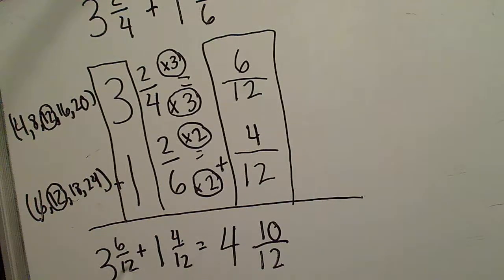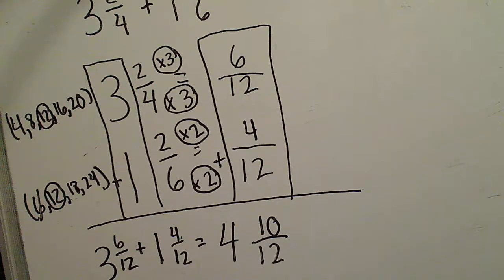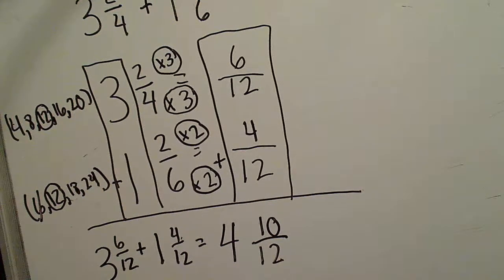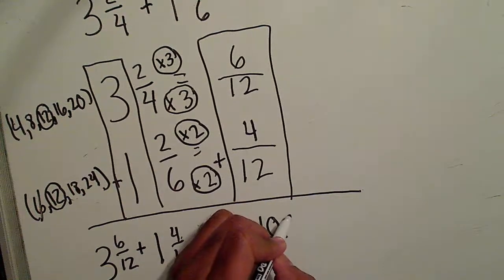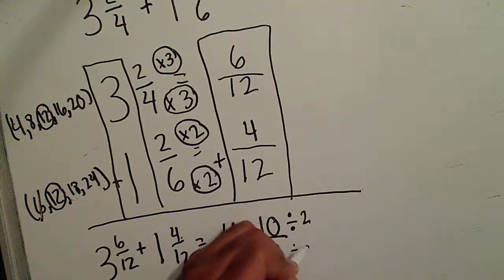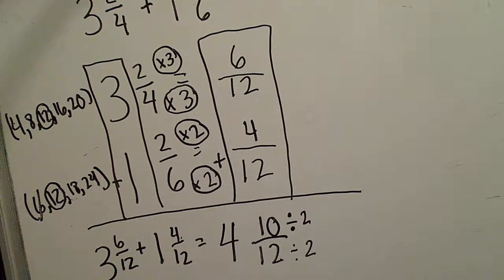6 plus 4 is 10. 12 stays the same. 3 plus 1 is 4. 4 and 10 12ths. Now, this could be your final answer, but we are here in 5th grade. You should already be able to identify simplifying. Now, one of the first things you should check is, are my numbers even? If they are both even, that should be automatic. Hey, I could divide that by 2. Because any even number can divide by 2, if you know your divisibility rules.